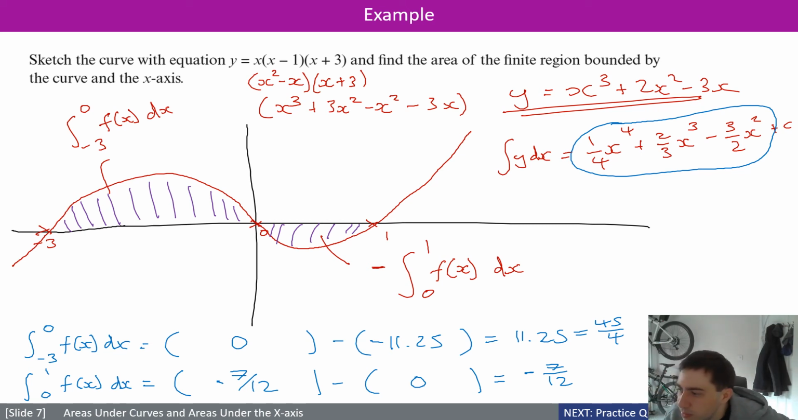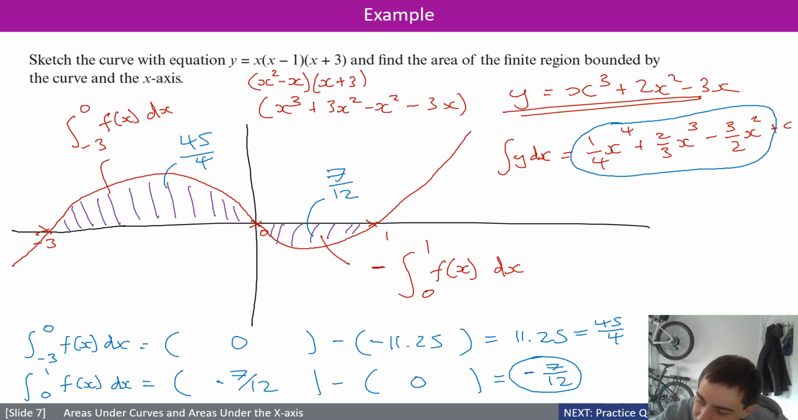So the first one, we've got the answer is here. And this one, because it's below the x-axis, we take the negative of what the definite integral gave us. It gave us minus 7/12, so this is actually an area of 7/12. And then we're basically done. We just need to add those two together. So our final answer, let's note it here, is the sum of those two areas.